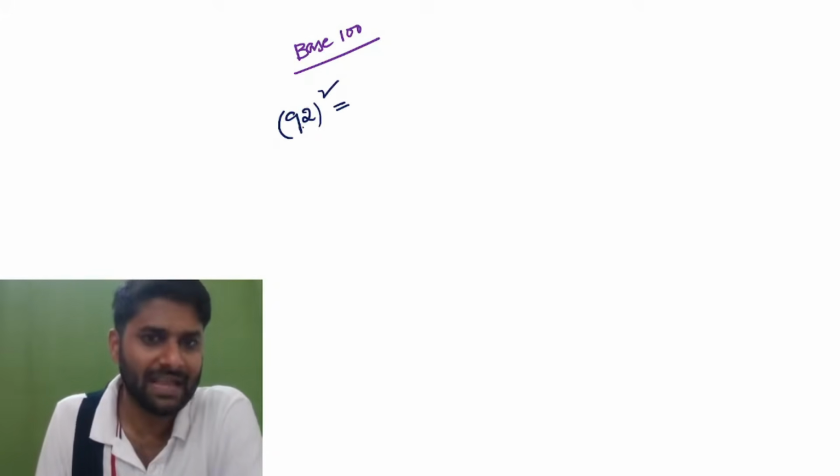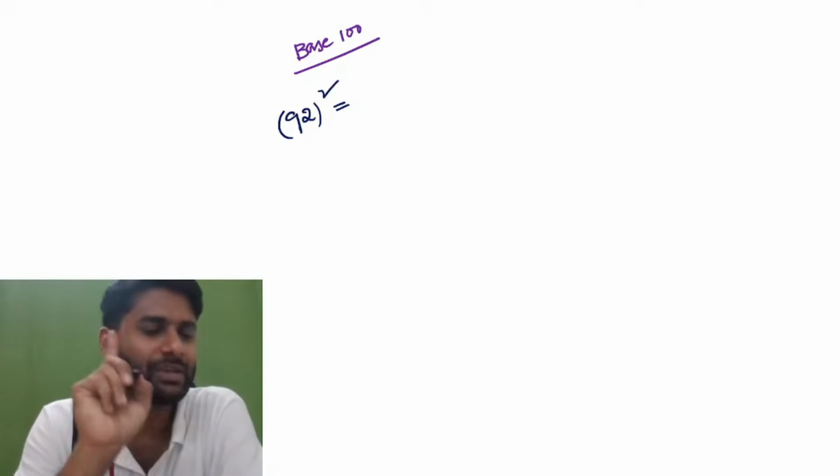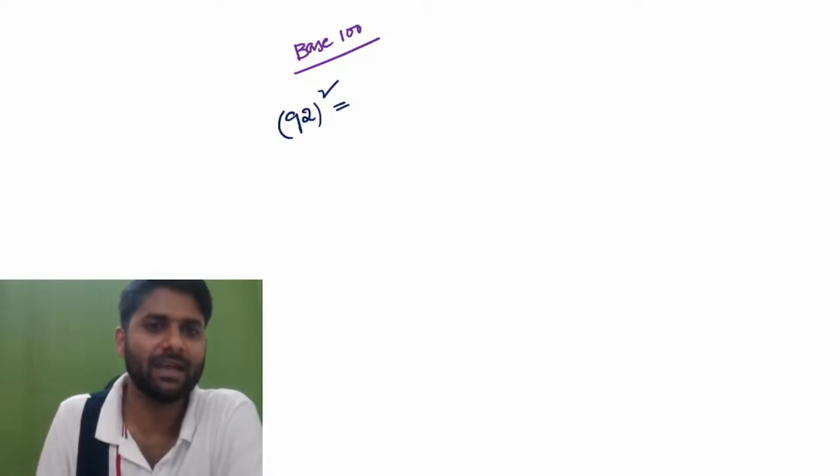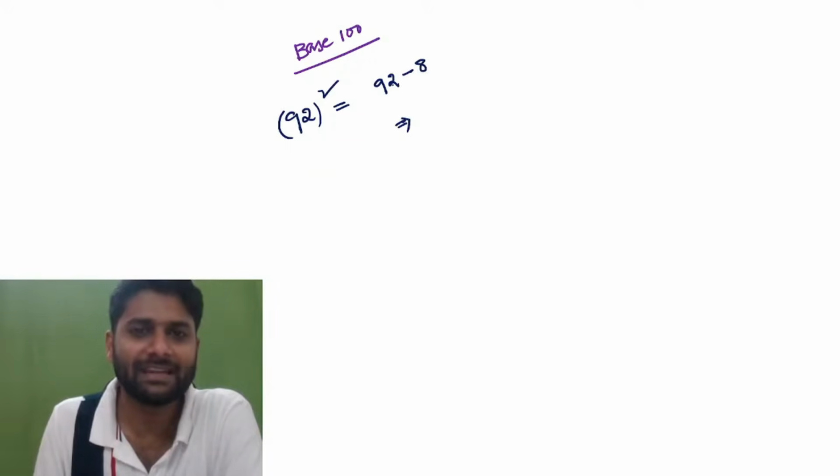Point number one, identify that 92 is how much less than 100. You know that 92 is less than 100 by 8 units. Those 8 units you have to subtract from 92. Step 1: 92 minus 8 is equal to 84.